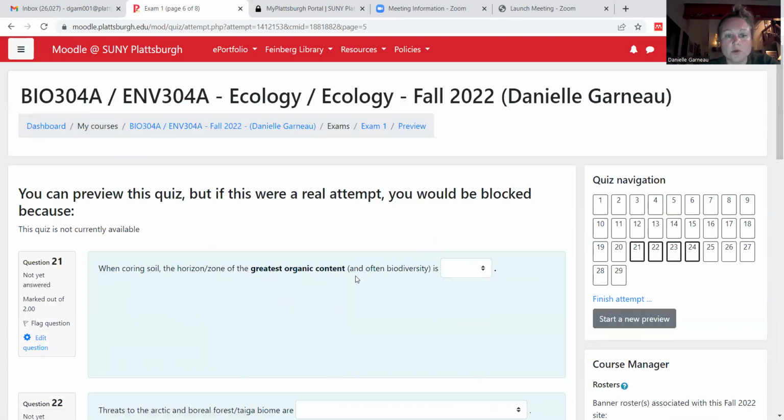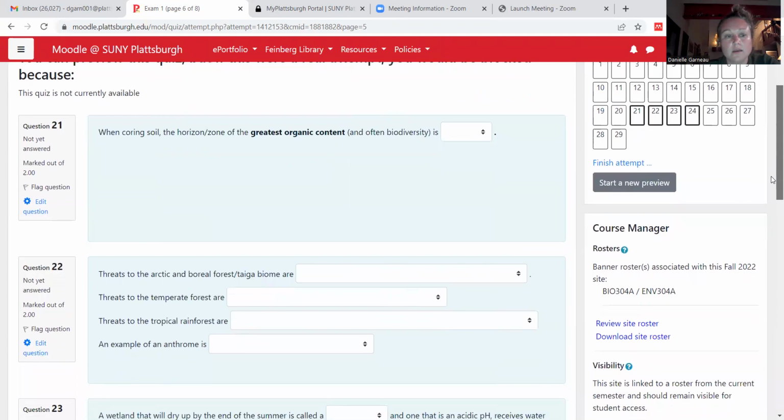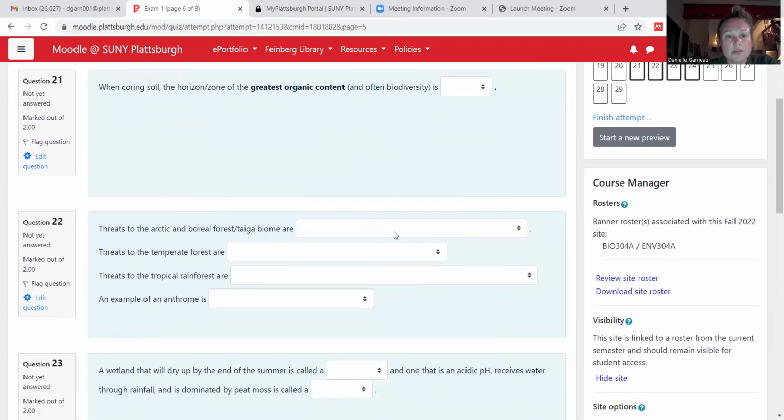Okay, when coring soil horizons, you're looking for the most organic, the most rich in diversity, most rich in nutrient soil layer. Remember, I mentioned O and A up towards the top. We're going to have pretty rich nutrients and diversity. E is the zone of leaching, and R was the bedrock. So in this case, you would say O and A.